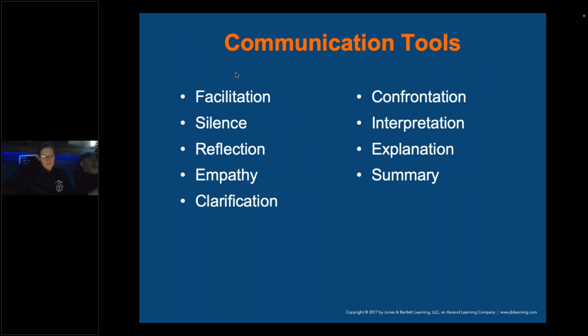So some other communication tools would be facilitation, even just silence, listening to your patient. If your patient's talking to you, remain silent and listen, because listening is one of the most important things we can do as an EMS provider. Because how else are we going to come up with a diagnosis if we can't listen to what's wrong with the patient?